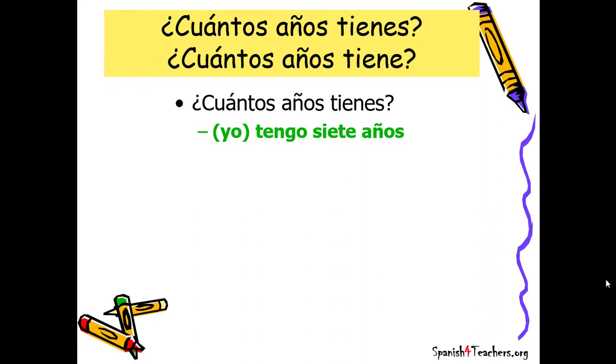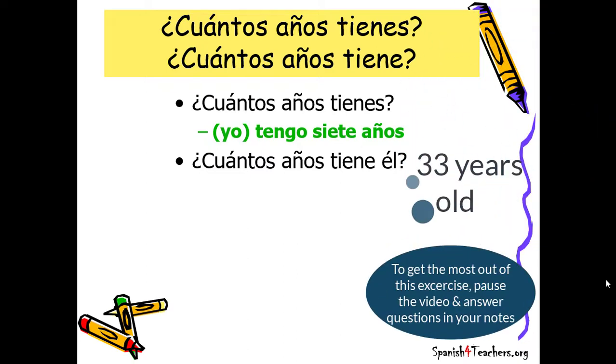Okay, let's go to this next one. ¿Cuántos años tiene él? Okay, this time we're talking about him. So ask yourself the question, am I going to use tengo, I have? Am I going to use tienes, you have? Or am I going to use tiene, he or she has? ¿Cuántos años tiene él? And we're going to use the number 33.